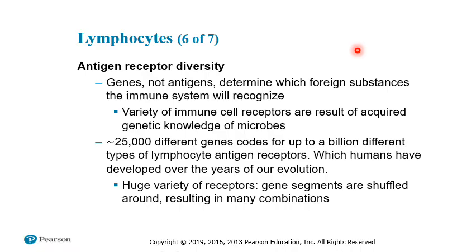Let's take a look at the antigen receptor diversity. The genes, not the antigens, would determine which foreign substance the immune system will recognize. A variety of immune cell receptors are the result of acquired genetic knowledge of microbes. Throughout the years that humans have evolved, we have developed more than 25,000 different gene codes, and these code for up to 1 billion different types of lymphocyte antigen receptors.